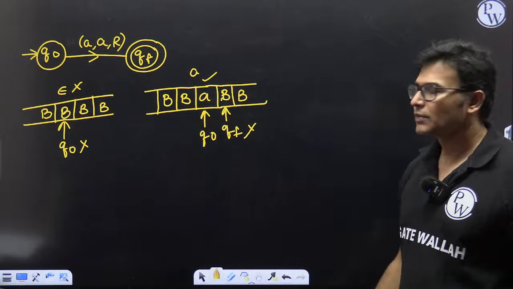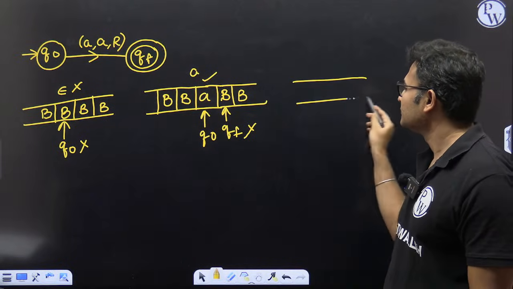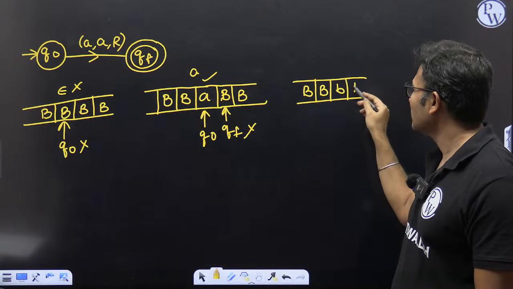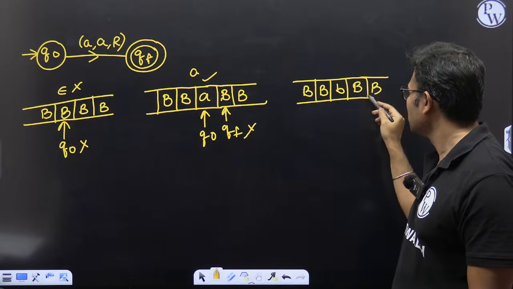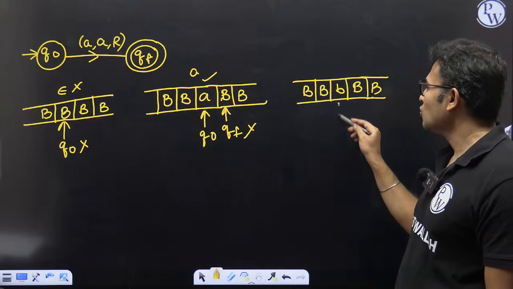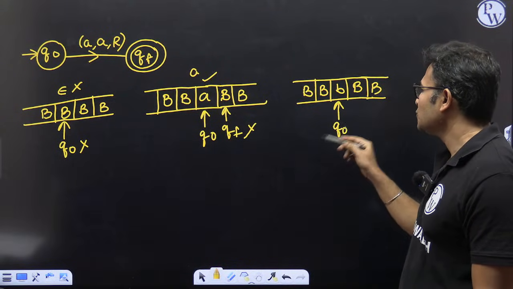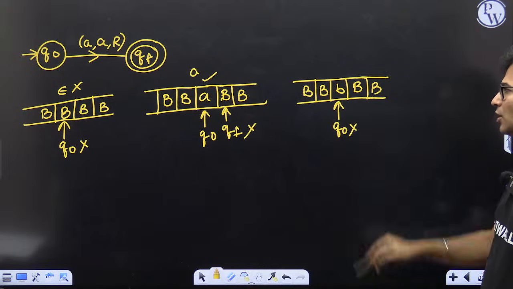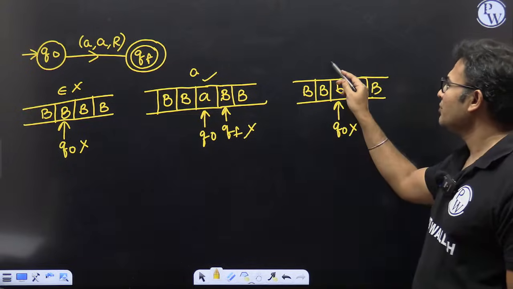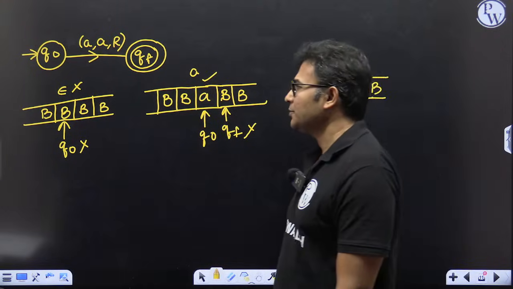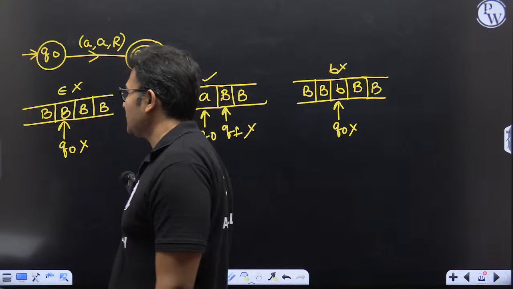Now let's see what happens for B. Blank, blank, B, blank, blank. Q0 on seeing a B, it is not defined. It is a dead configuration. So the machine will halt here in a non-final state. So B is not accepted.